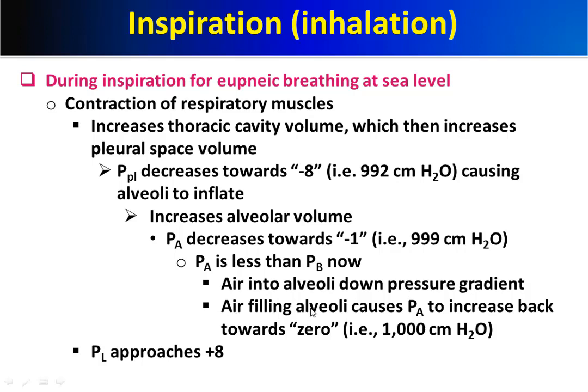So air fills the alveoli, increasing the number of air molecules and increasing the alveolar pressure back towards 0. When the alveolar pressure is now 0, which is 1000 centimeter of water, air flow stops because the pressure gradient no longer exists. So by the end of normal eupneic inspiration at the sea level, the transpulmonary pressure is approaching positive 8 millimeter of mercury or 8 centimeter of water.